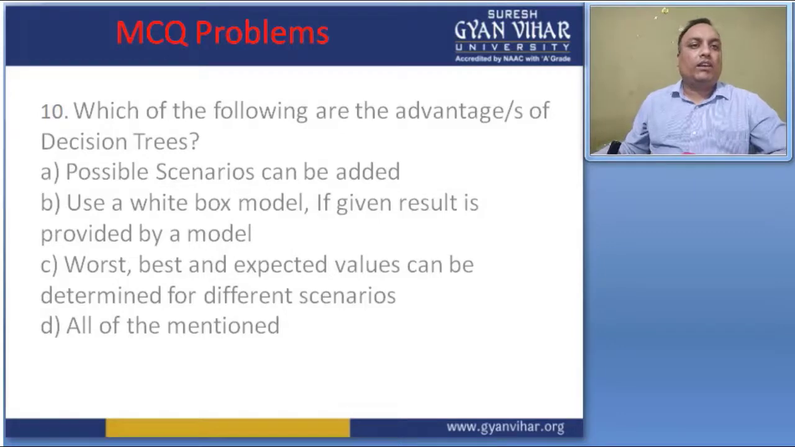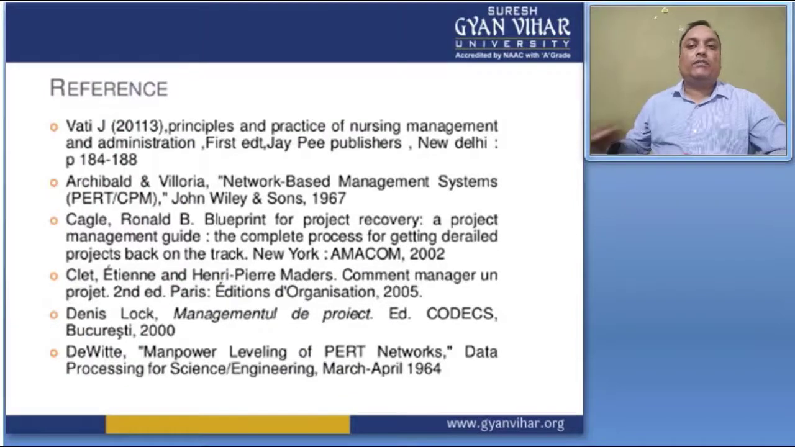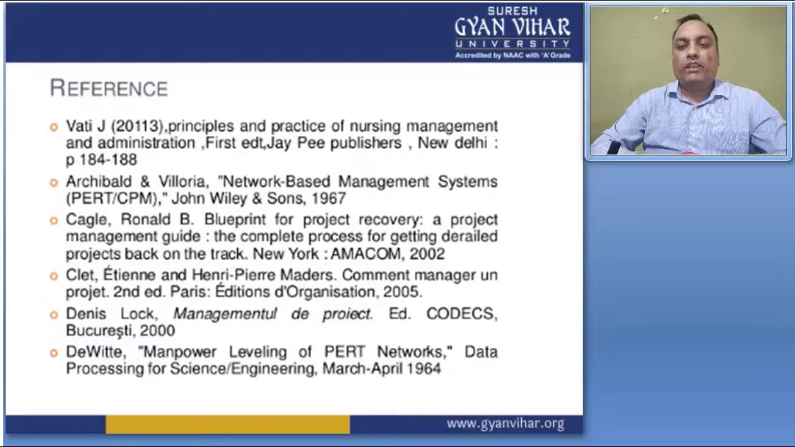Which of the following are the advantages of a decision tree? Possible scenarios can be added. Use the white box model. Worst, best cases can be determined. And all of the above mentioned. So the correct answer here is all of the above mentioned for this case. Then move to these, the different types of references we have used here for this lecture. So if you want more information regarding this lecture, then go through it.